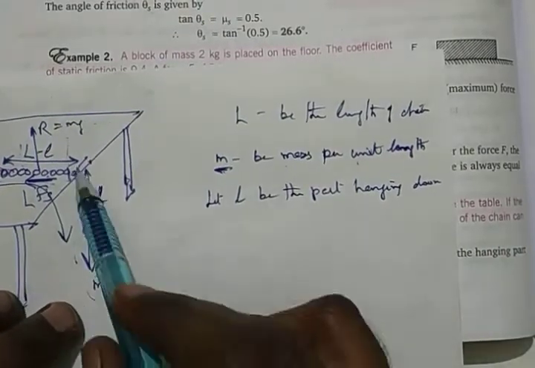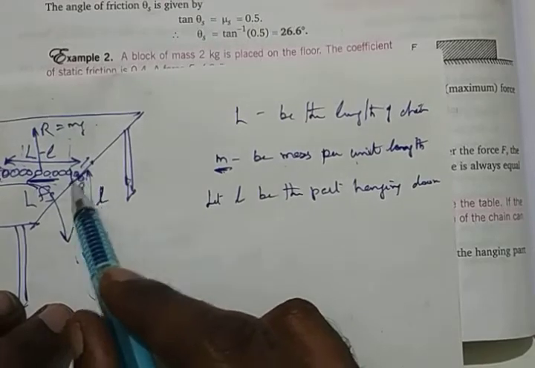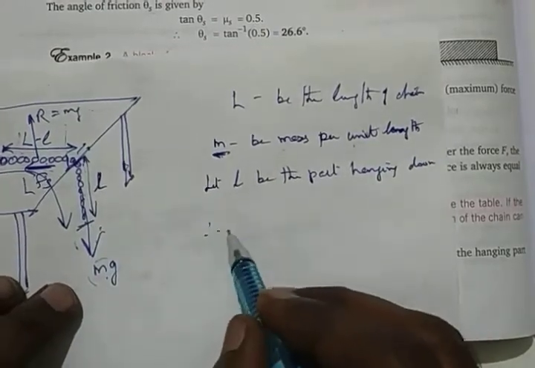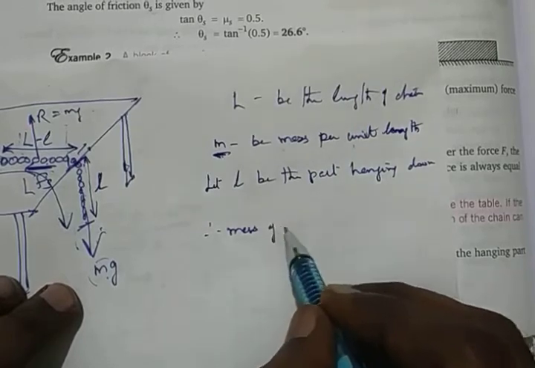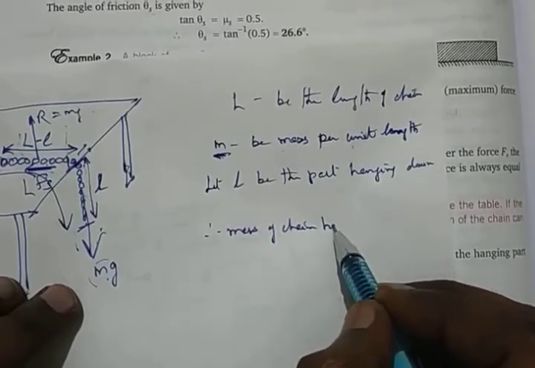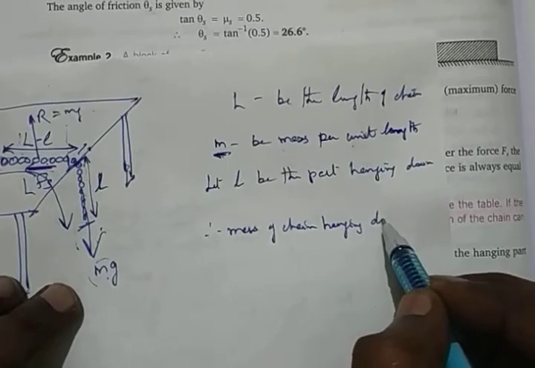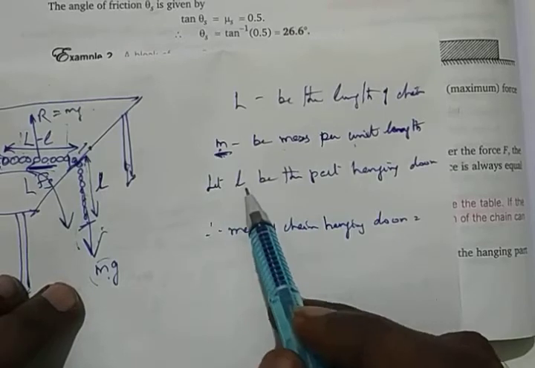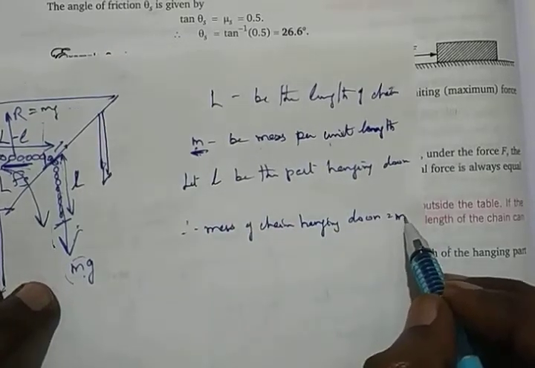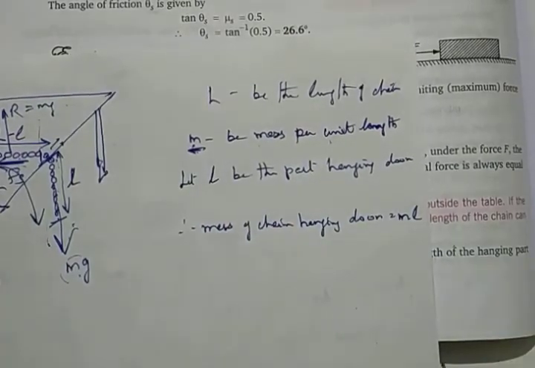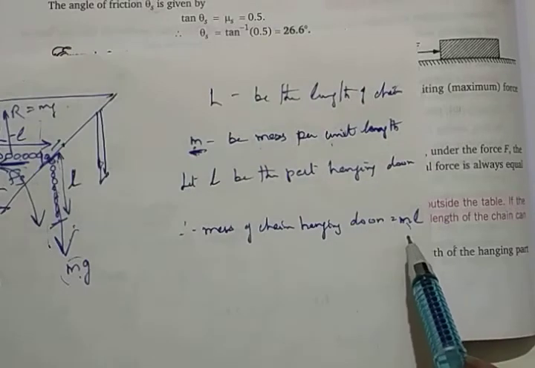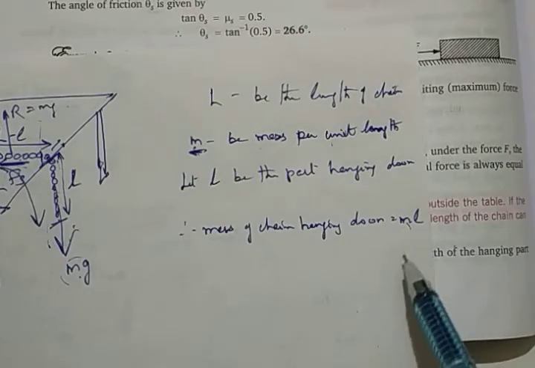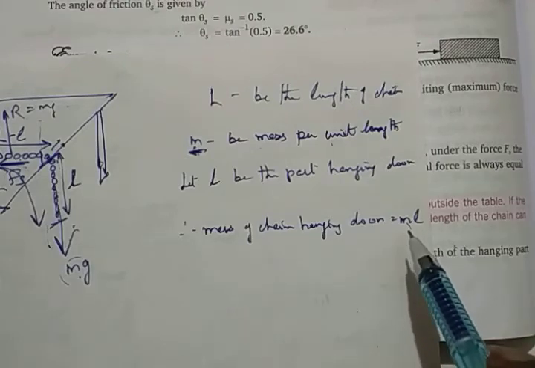So small l part is hanging down. What is the mass of this much hanging down? Therefore, mass of chain hanging down is mass per unit length, m, into l. So it's going to be m into l. Now what is the SI unit of this? Mass upon length is already there, into length, so length gets cancelled out. So it's only kg. It is as simple as that.